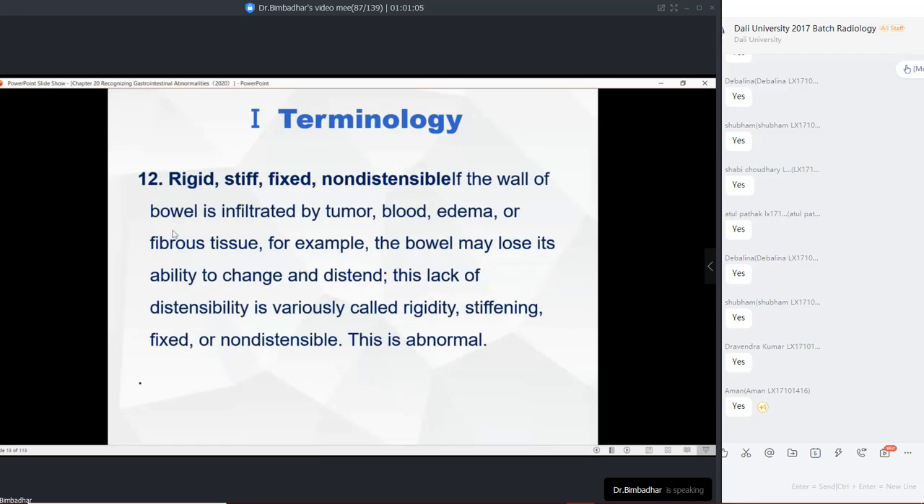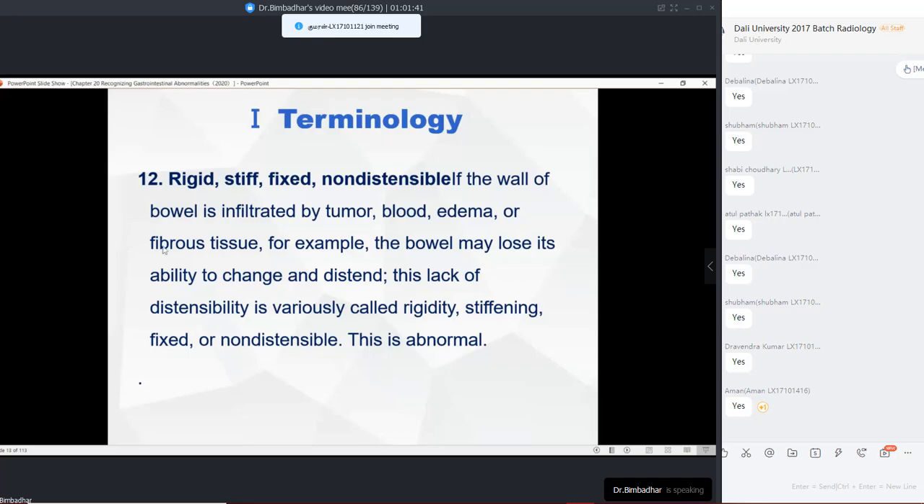Some areas of the intestine technically try to move, so they might be rigid, stiff, fixed and non-distensible. For example, whenever there is fibrous tissue, it does not move. The same thing happens in atelectasis: it does not let the intestine move in that particular area. It might be happening because of a tumor, a blood collection or blood clot, or because of edema, where the receptors have been completely blocked.